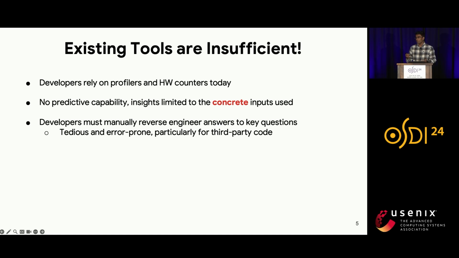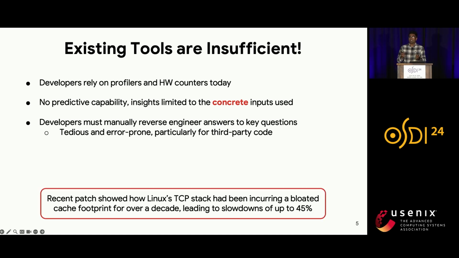And to give you an example of just how hard these questions can be to answer, a recent patch showed how the fast path of the Linux kernel's TCP stack, which is probably some of the most heavily exercised code in the world, had been accessing 50% more cache lines than it needed to for over a decade. And this was leading to slowdowns of up to 45%. So clearly, developers like Alice need better tools.